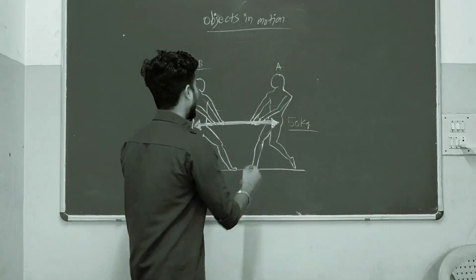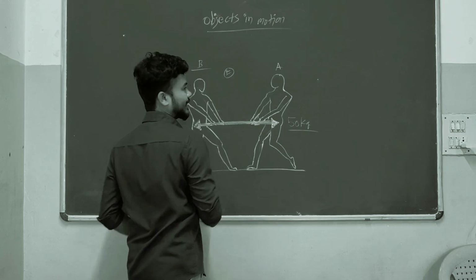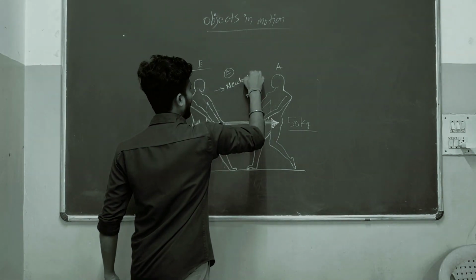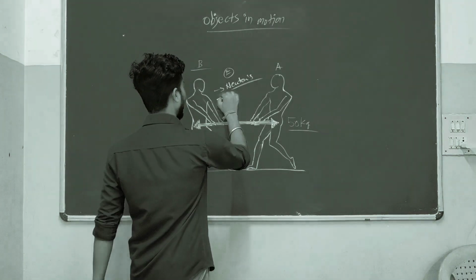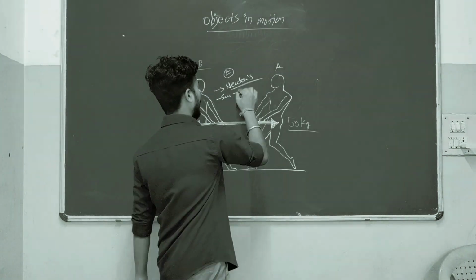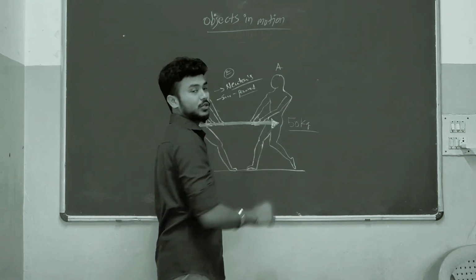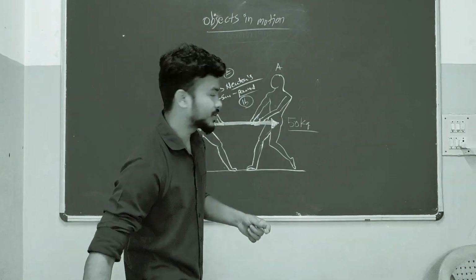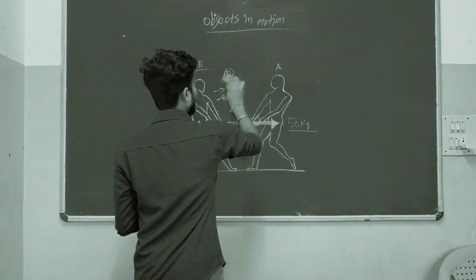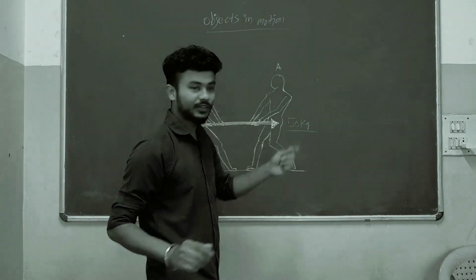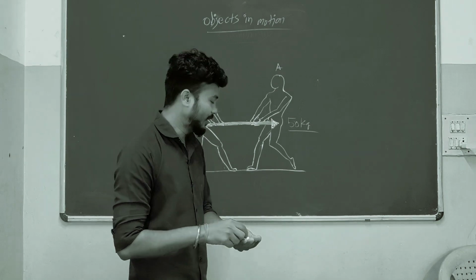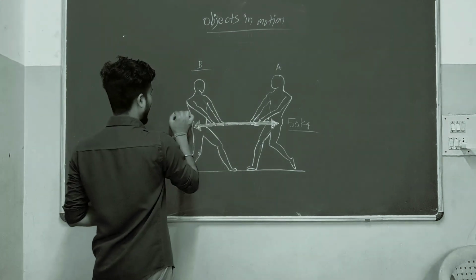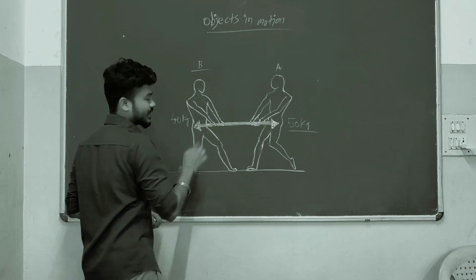Actually, for force we need units: Newton. Newtons is the force unit, and in the English system we use pounds. Pounds will show in IBs. So simply to understand here, person A is pulling to his side with 50 kg force, and person B is pulling to his side with 40 kg force.